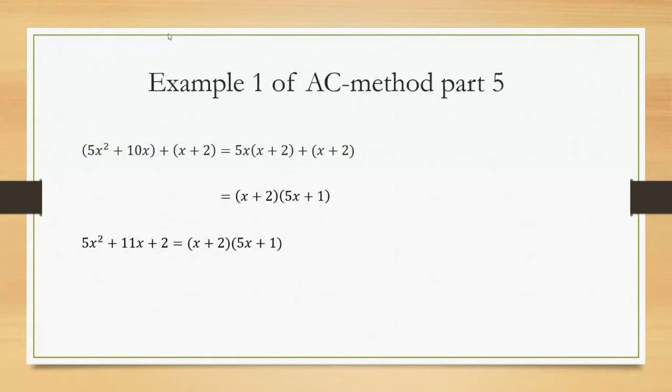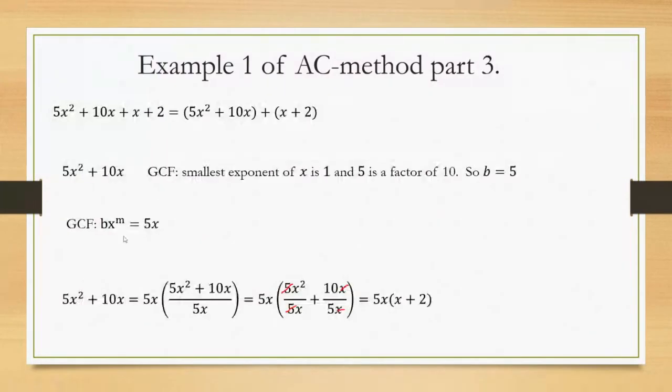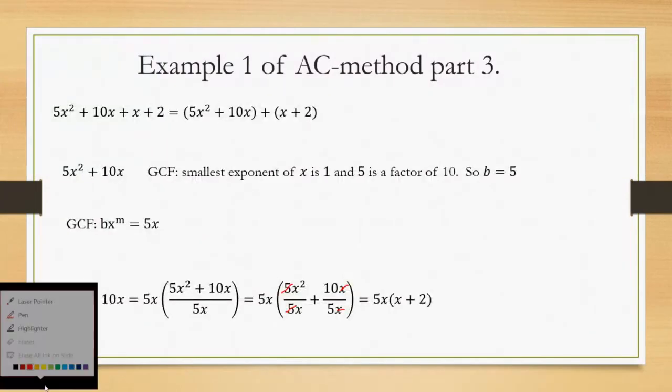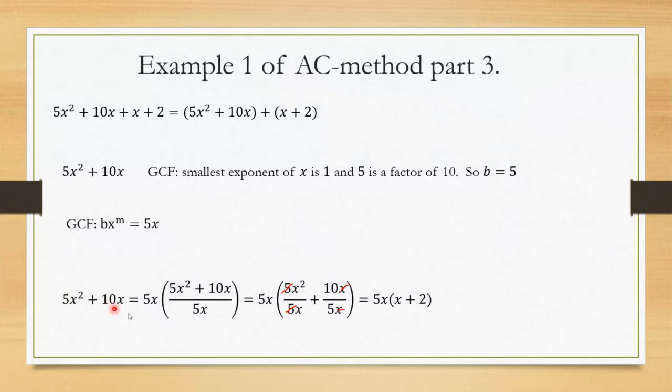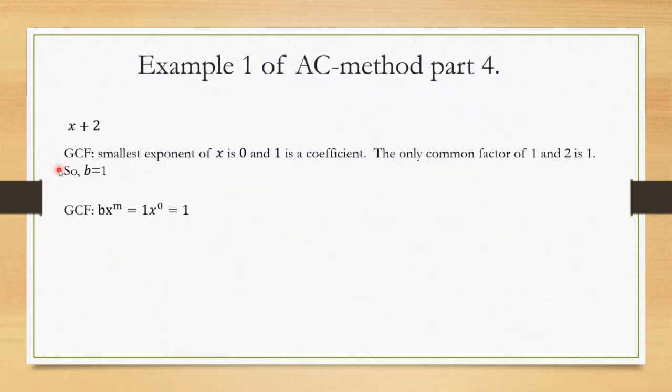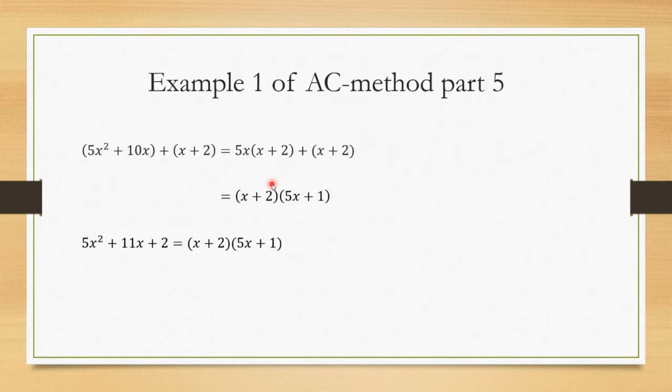So now that we have 5x squared plus 10x, right? We just did that. We got that as 5x times x plus 2. X plus 2, you can't factor out anything. The GCF is 1. So we have 5x times x plus 2 plus x plus 2.